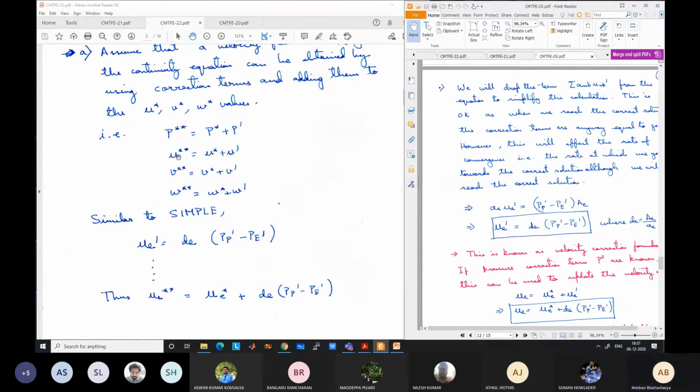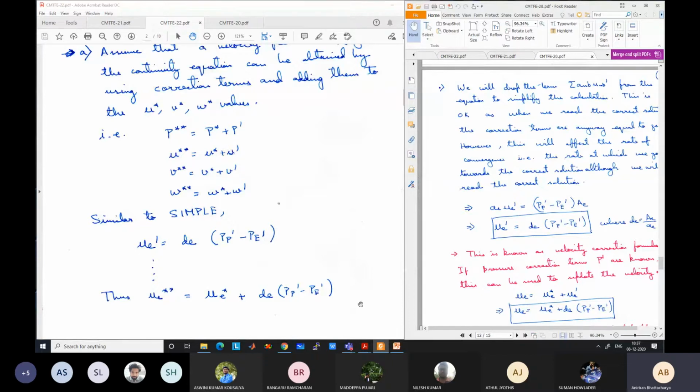Okay, not U minus U star. Previously, U dash was defined as U minus U star. Here it is U double star minus U star. Otherwise, it's the same formulation. So now we can write UE double star is equal to UE star, from this definition, plus the correction term UE dash, where UE dash is DE (PP dash minus PE dash).